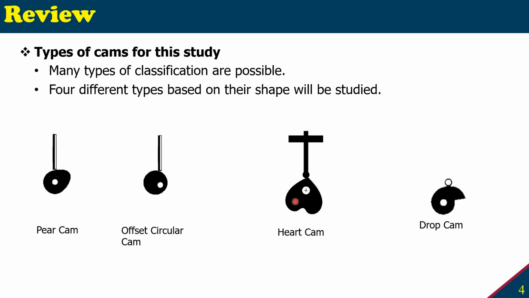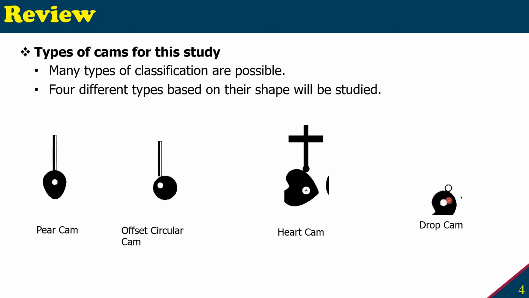And obviously this looks like a heart, and this is why it's called heart cam. This one we call snail drop or spiral cam. So it looks like a snail and then it rises and drops. That's why it's called drop cam.